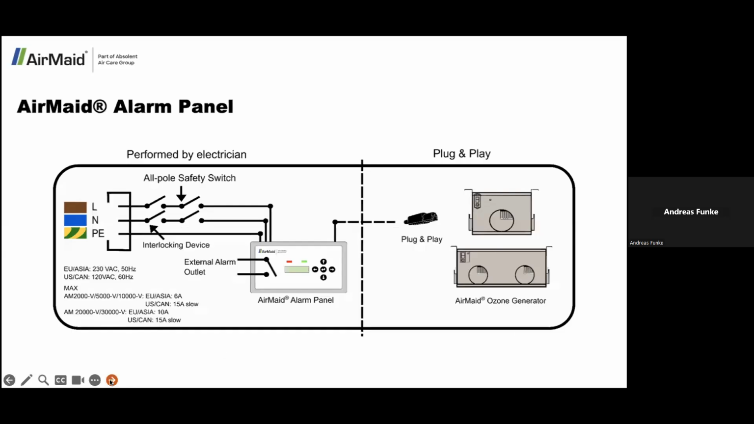The alarm panel itself needs a 120 volt single-phase connection, and will then be connected with a plug-and-play cable to the AirMaid. This alarm panel is controlling, starting and shutting off the AirMaid if there's not enough under pressure. It's indicating damages or failures.